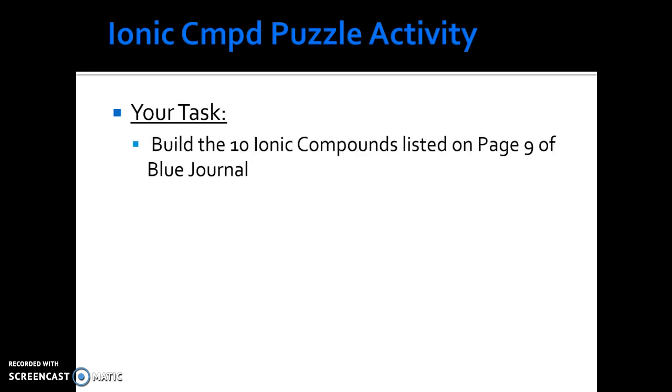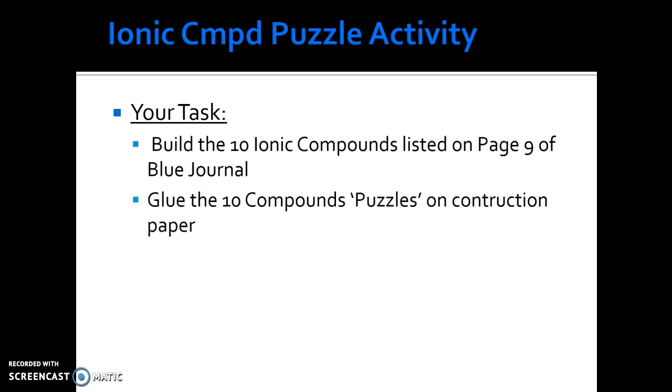So what you're going to do is you're going to be building 10 ionic compounds using your puzzle pieces. And on your blue journal on page 9 is the list of the 10 compounds that you're going to build. And you're going to put them together like little puzzles, and then ultimately you're going to glue them on your construction paper when we're done. So at the end of the period, you should have all 10 compounds built and glued onto your construction paper. So we're going to work through one example together as you're watching this video, and that'll show you how to do it, and then you can do the rest and get your construction paper all put together.